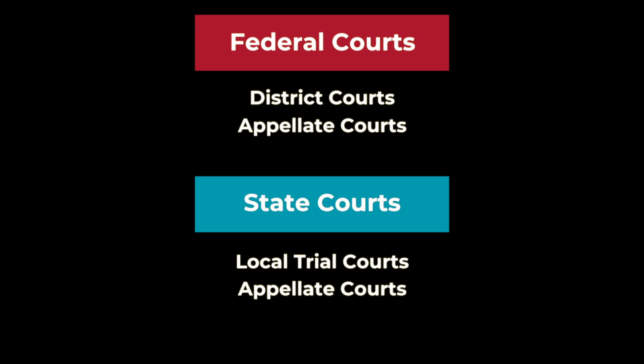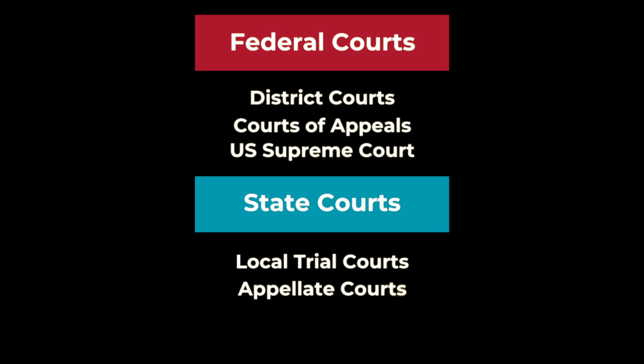Moving on to the appellate courts. In the federal system, you have the Court of Appeals and the U.S. Supreme Court. The Court of Appeals hears cases appealed from the district courts. These cases can be appealed again, which is where they can go to the Supreme Court. The Supreme Court is the final court of review, and it actually hears very few cases.